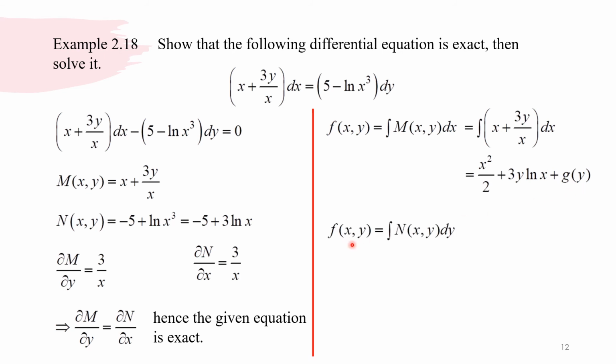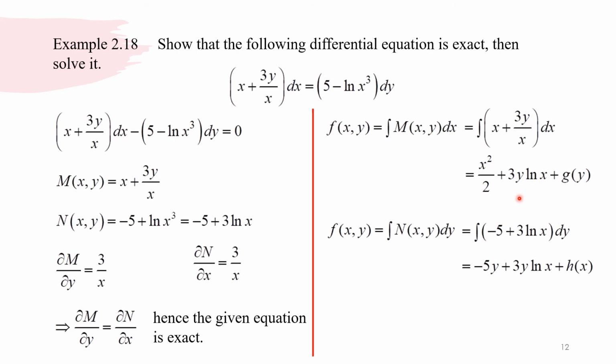We can also find f by integrating N with respect to y. Now substitute N as negative 5 plus 3 ln x. So integrate this function with respect to y, where y is the variable and x is a constant. The integration of negative 5 with respect to y is negative 5y. Integrate 3 ln x with respect to y. Take note this is just a constant. So when you integrate this constant with respect to y, you multiply this constant by y. So it will be 3y ln x. And add another term which denotes the function expressed in terms of x. So we write it as h of x. Remember, x is a constant.